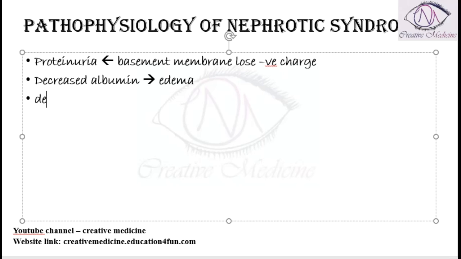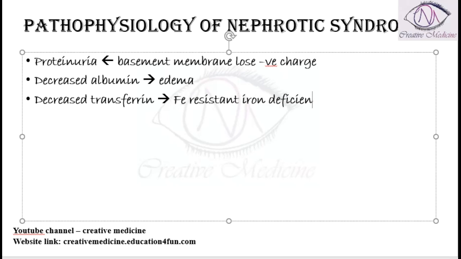Second, there is decreased transferrin. Transferrin binds to iron, so because of decreased transferrin, iron deficiency anemia is present. Actually, transferrin is the transporter of iron.